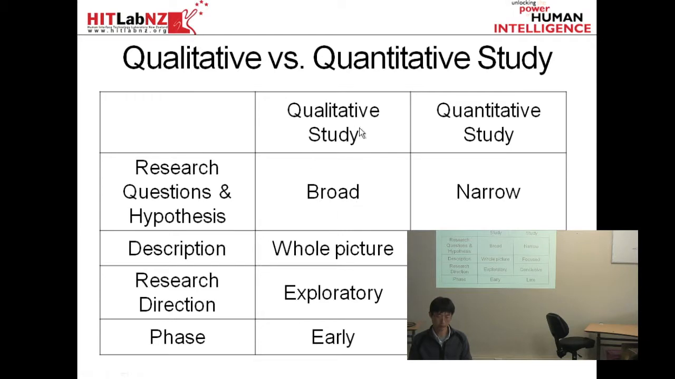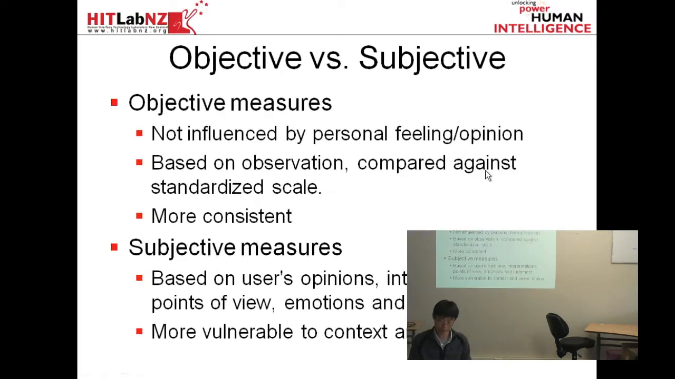So again, qualitative studies are usually trying to answer broader or high-level research questions, while quantitative studies are trying to answer narrower or more specific questions. And usually qualitative studies use exploratory study, and for quantitative studies you usually have conclusive or experimental study. And of course you use them at the early stage of your research and the later stage of research.